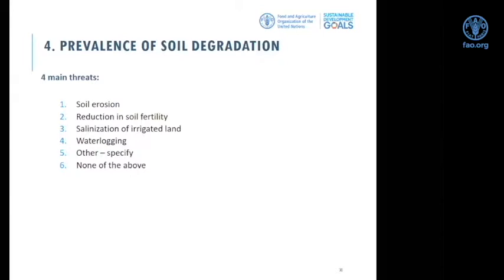So we have given flexibility to countries to select either these four or maybe another one by dropping one of these and selecting another one, which is more relevant to them.